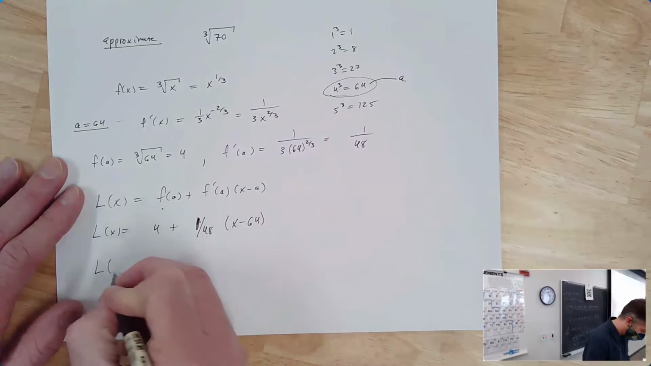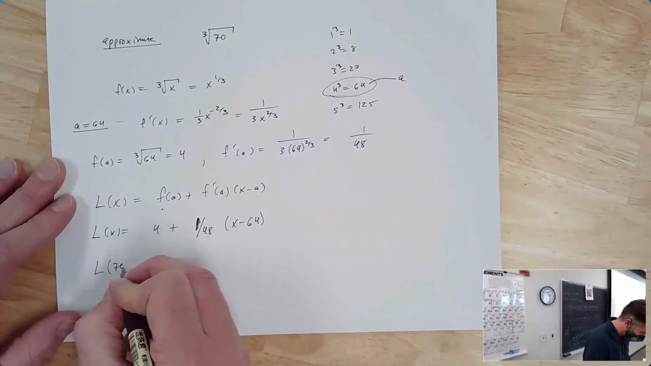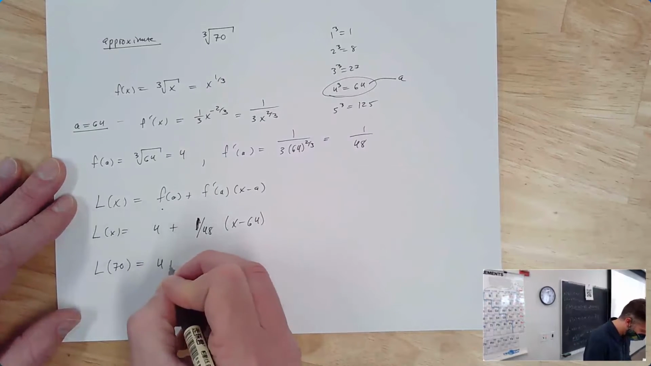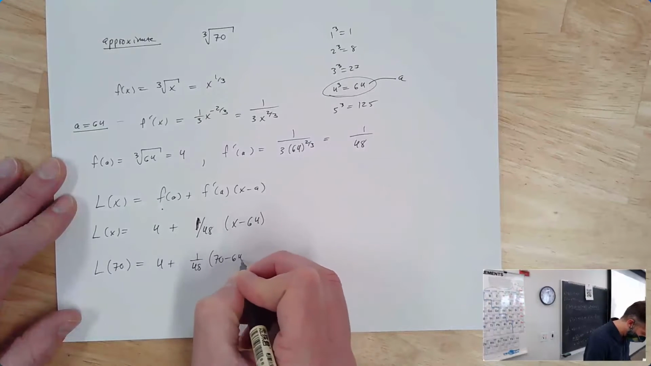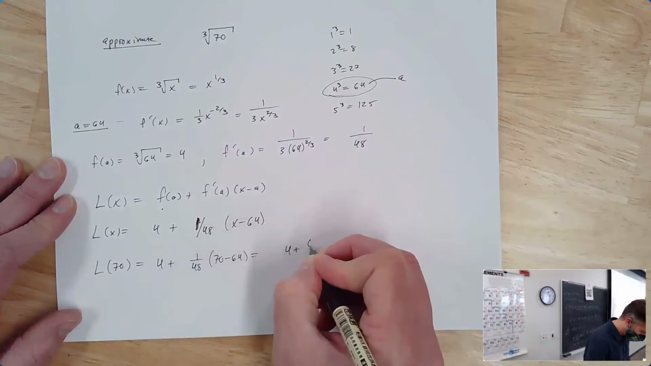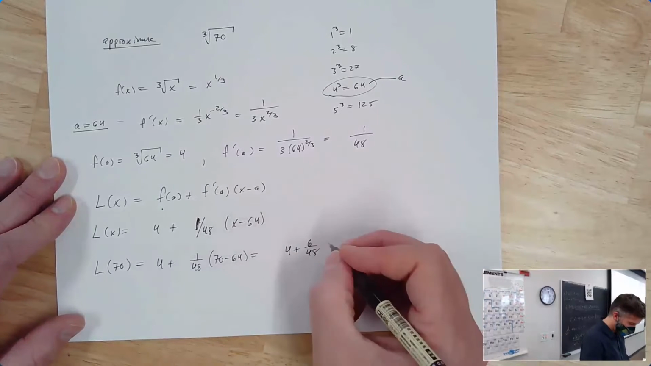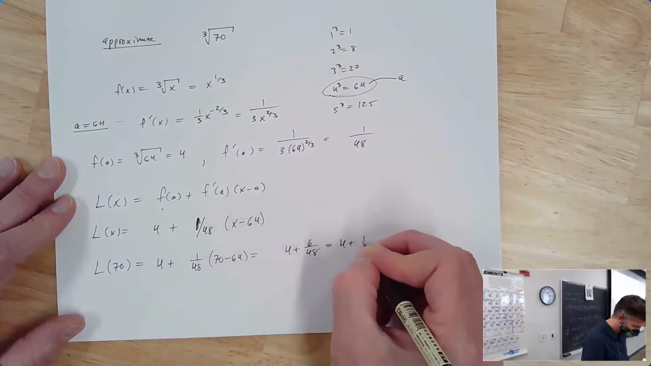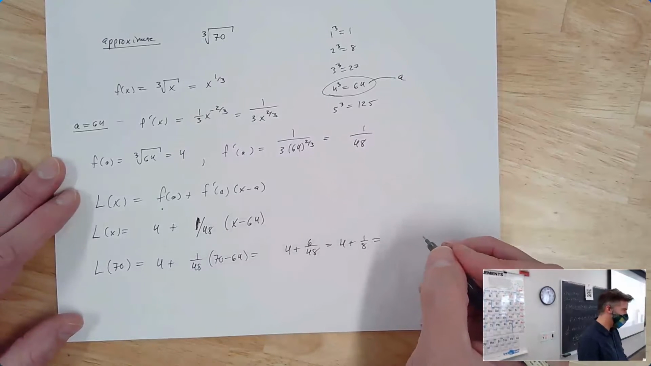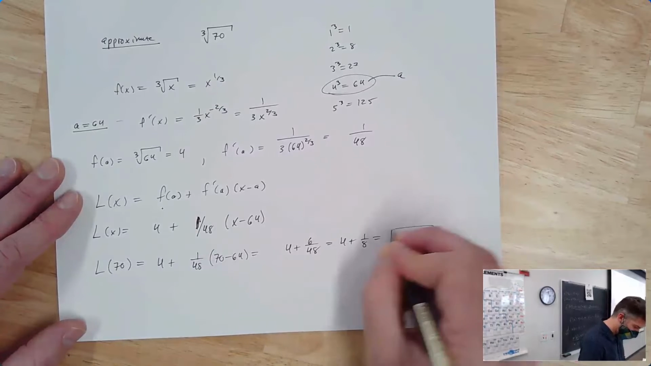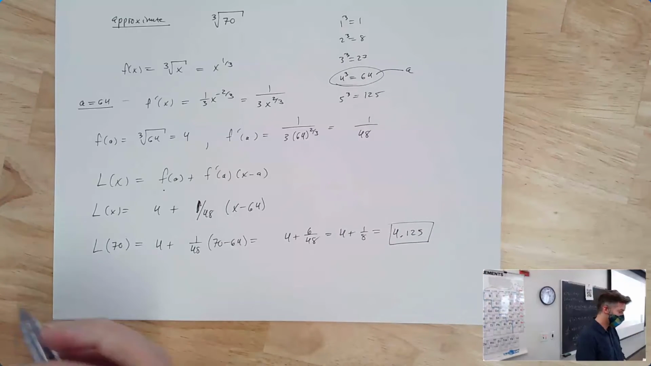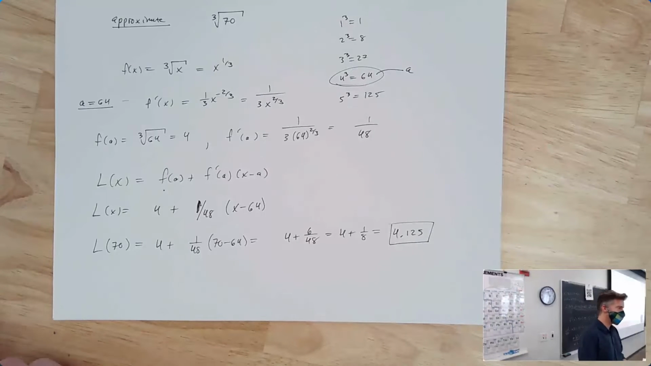So if I want to approximate the cube root of 70, L of 70 is going to be 4 plus 1/48 times 70 minus 64, which is 4 plus 6/48, which is 4 plus 1/8, and 1/8 is 0.125, so it's 4.125. And you could get out a calculator and see what the cube root of 70 actually is and be like, oh yeah, it's pretty close.